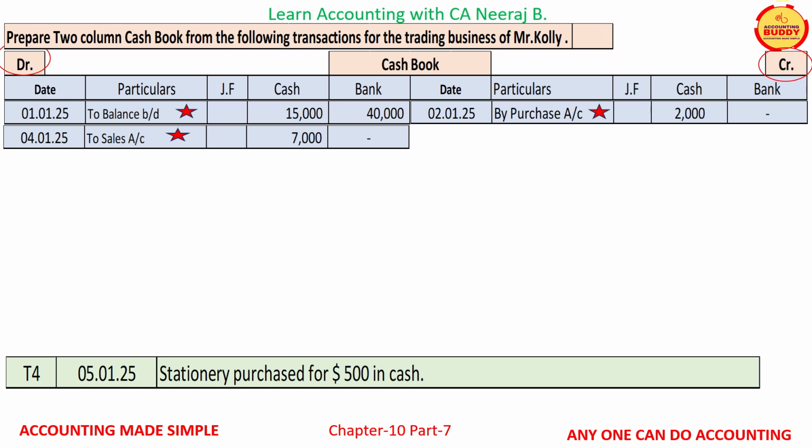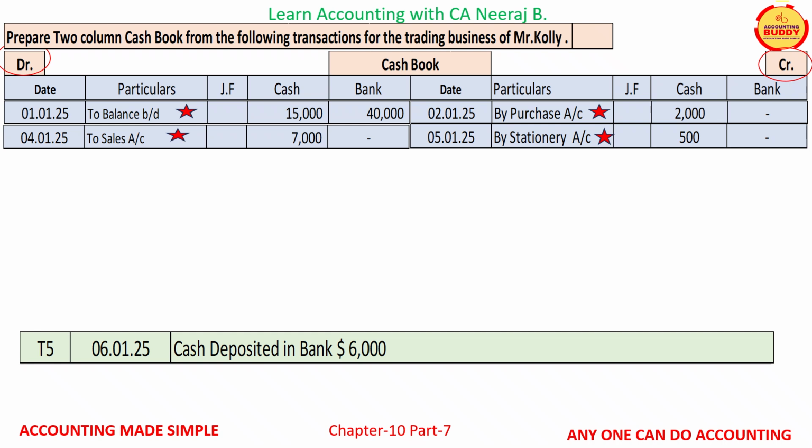Transaction T4 is on 5th of January 25. The business purchased stationery worth $500 by cash. Since the payment is made by cash, this transaction will be recorded in the cash column on the right hand credit side of the cash book with $500 on 5th of January 25 by writing the words "by stationery account".